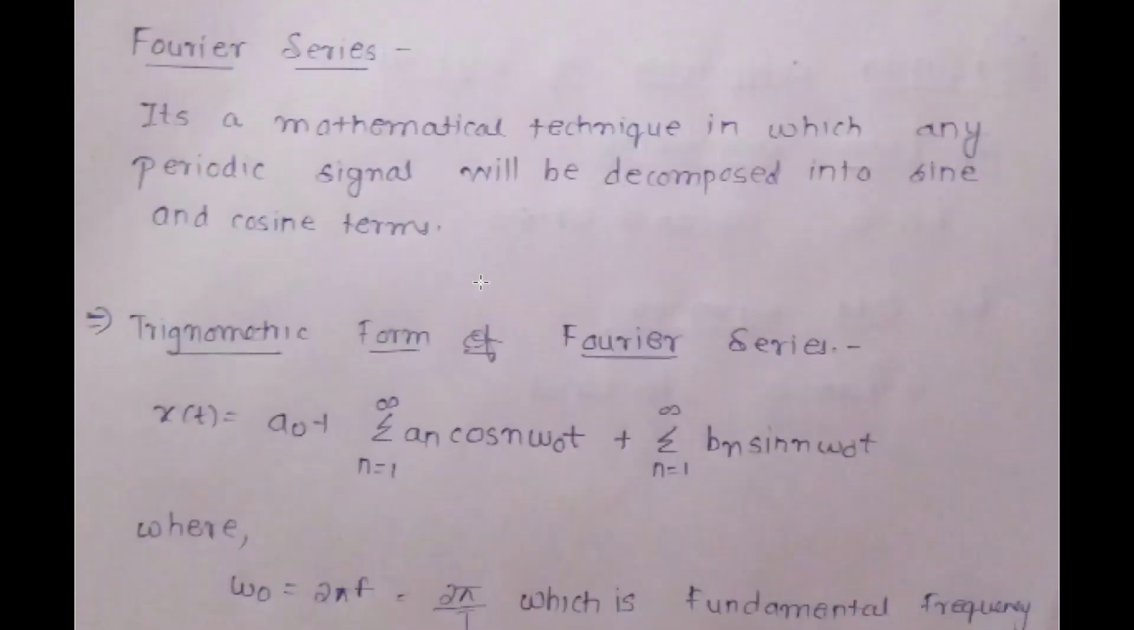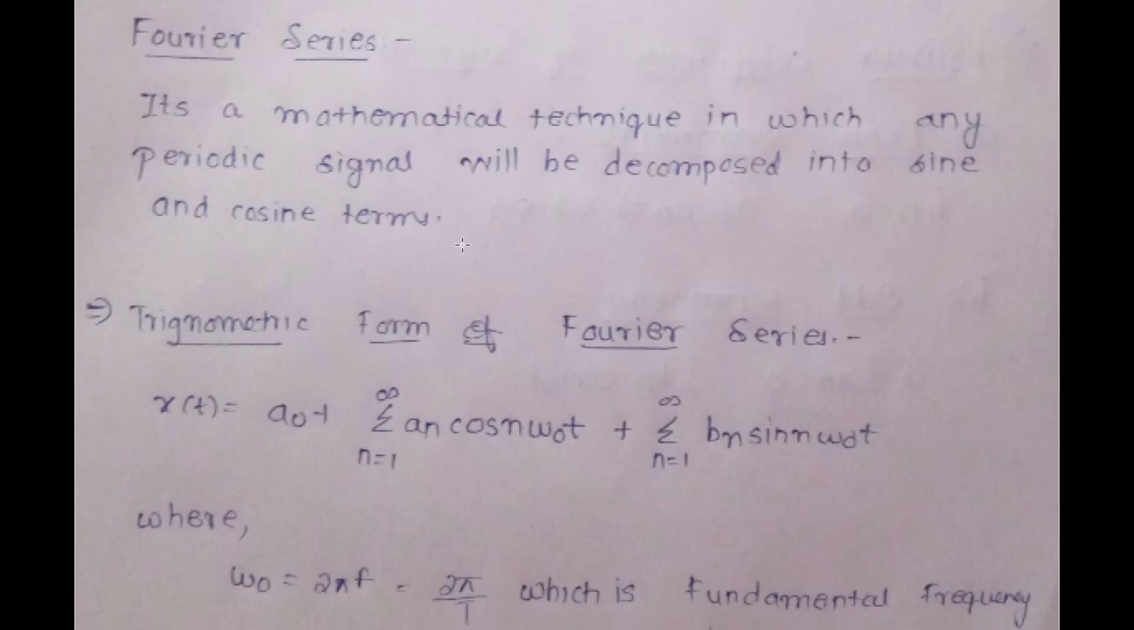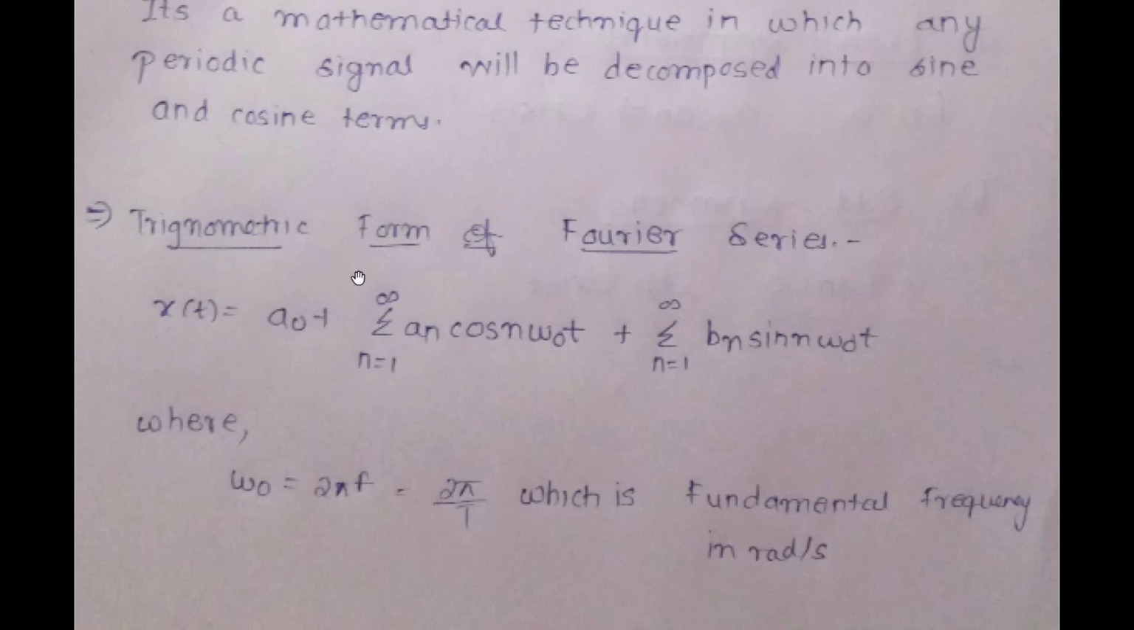Fourier series is basically a mathematical technique in which a periodic signal is decomposed into sine and cosine terms. What are the very important terms in a Fourier series? The Fourier series is a mathematical technique for periodic signals. So to define a particular Fourier series, you need a periodic signal first, and then that can be decomposed into sine and cosine terms. If you look at the expression of a Fourier series, you'll have A0, which is a constant, you'll have cosine terms and you'll have sine terms.